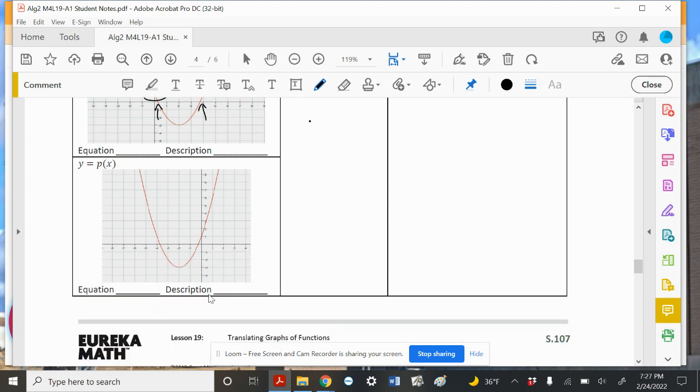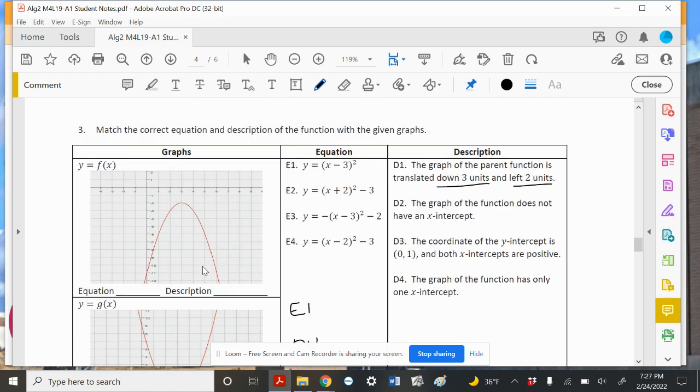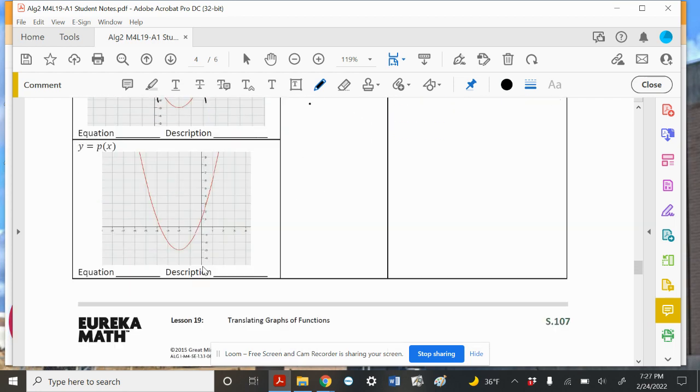Now notice this one. It also crosses the axis, but it's crossing on the negative side of the x values, so the intercepts are going to be negative. But notice what it does: it goes down 3 and back +2, really, because it's a +2. So it's a +2 -3. I can go back up here, and it has to be equation 2. So equation 2 is this one.